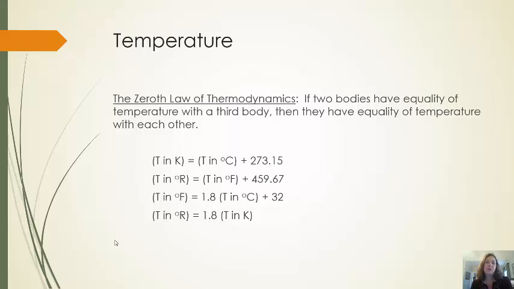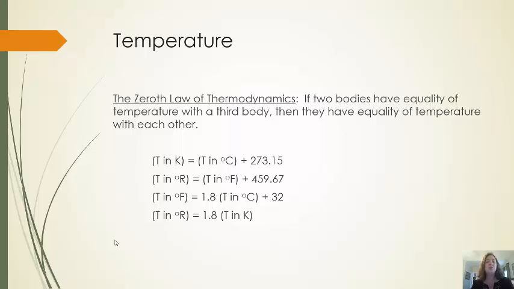I call this the mom thermometer. The zeroth law is stated as: if two bodies have equality of temperature with a third body, then they have equality of temperature with each other. So why is this the mom thermometer? I'm sick. Mom comes up, puts her hand on her forehead, puts her hand on your forehead, and she says, you're not sick, go to school. What she's doing is saying, third body, this body is equal, your body is equal, therefore those two have the same temperature. Now what Mom didn't account for is that she was sick, right?